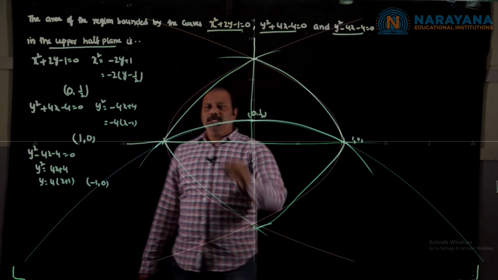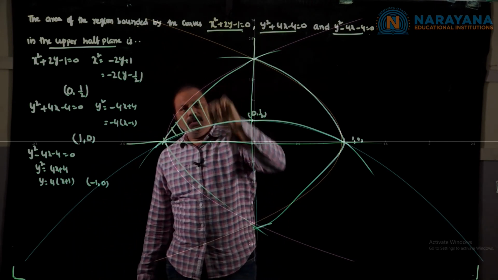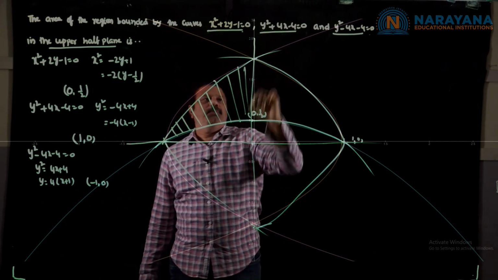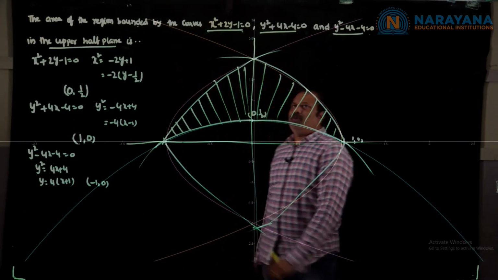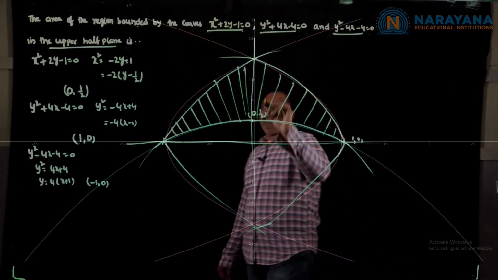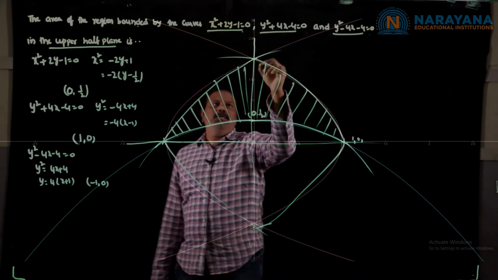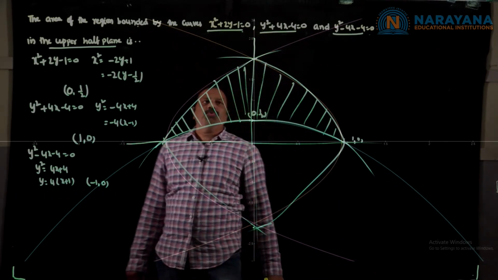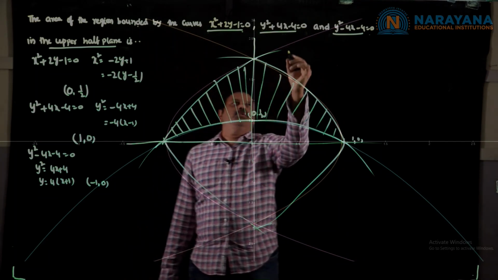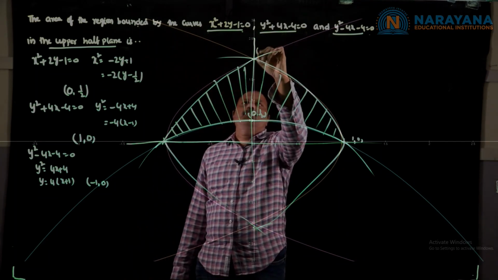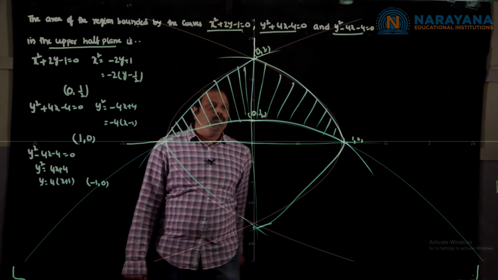Now he is asking the area bounded by the three curves in the upper half plane, meaning this is the area to be calculated. So this point is (1, 0). We need to calculate the point of intersection. This is anyhow by substituting x equals 0 in these two parabolas: if you put x equals 0, y squared is equals to 4. Therefore this point is (0, 2).